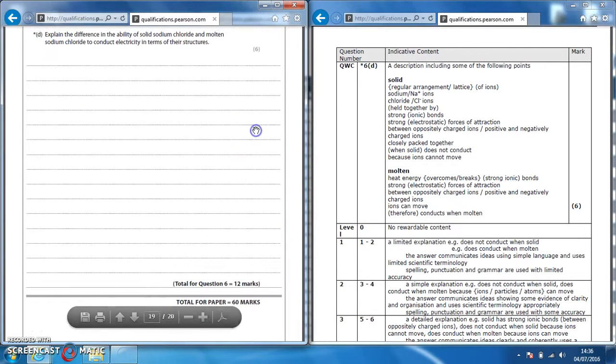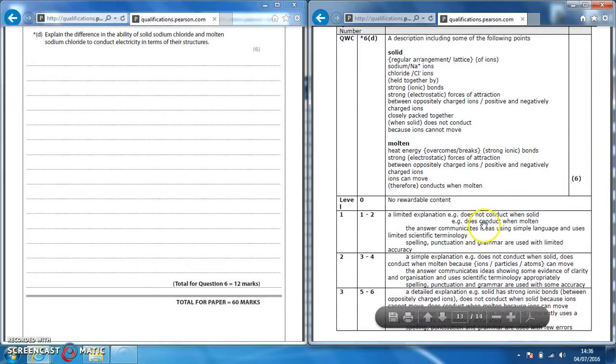Nice and simple. Read the question and you get a clue even if you don't know what you're talking about here. It says, explain the difference in the ability of sodium chloride and molten chloride to conduct electricity. Well, if there's a difference, that tells me that one does and one doesn't. So if you don't know anything else, you can at least guess. And that's where you get 1 and 2 marks from.